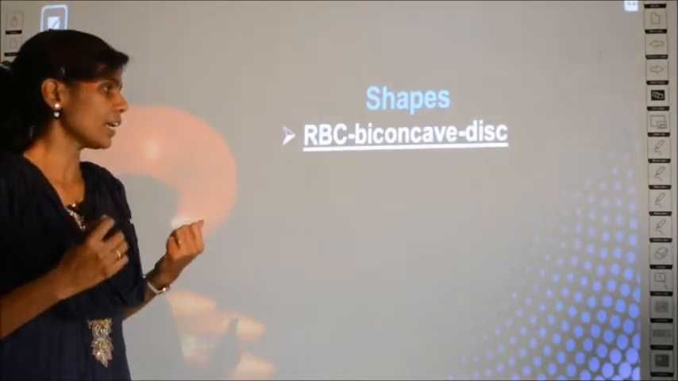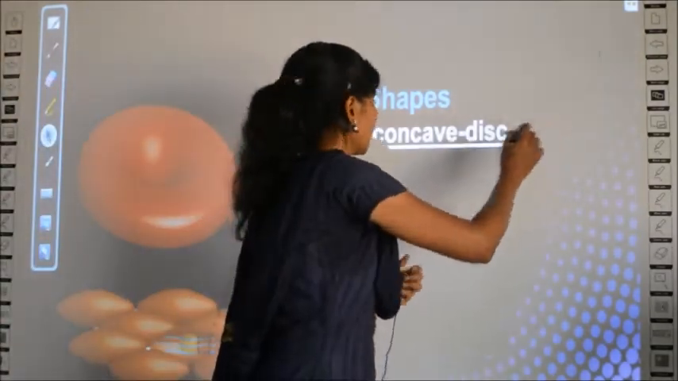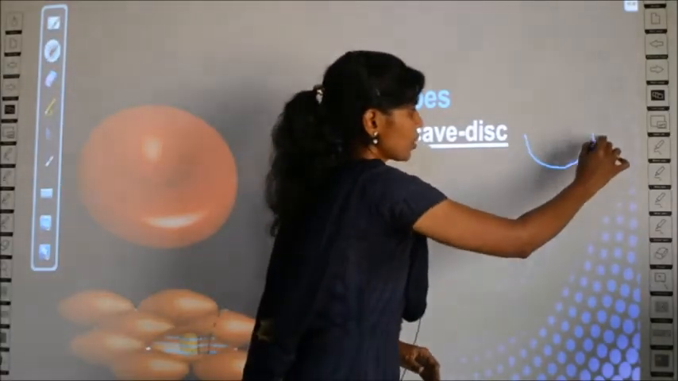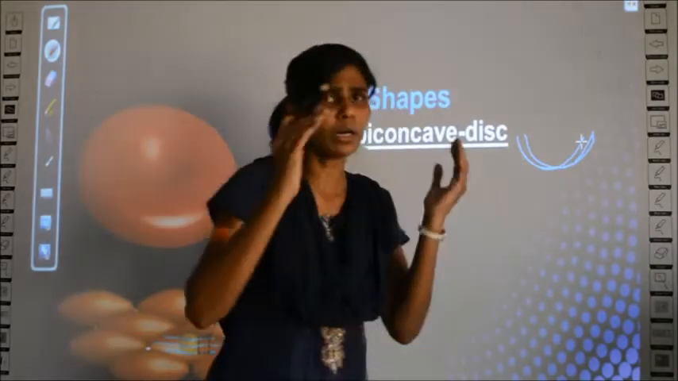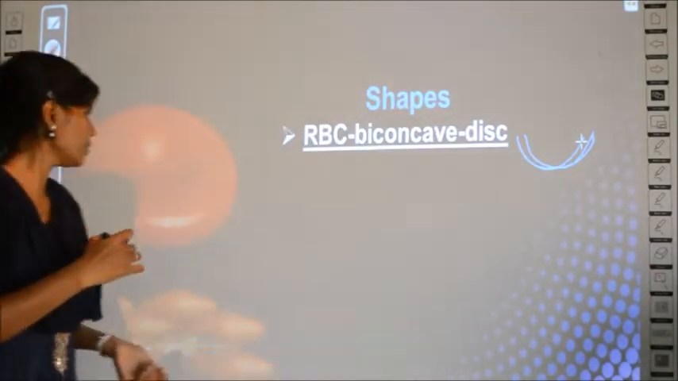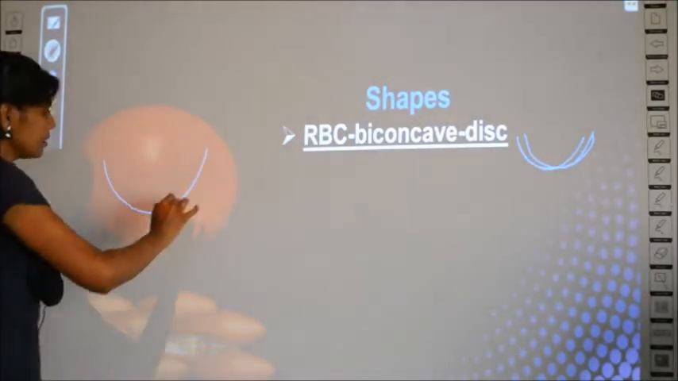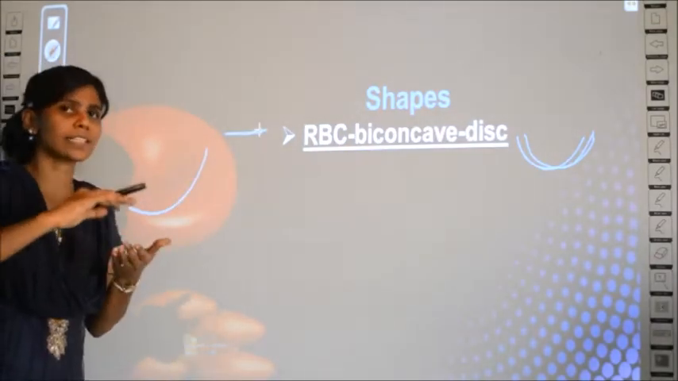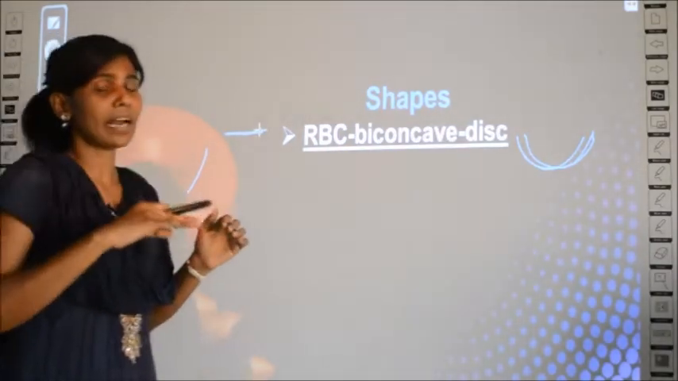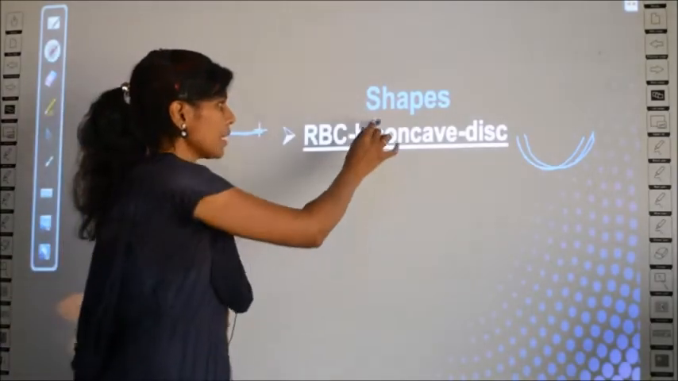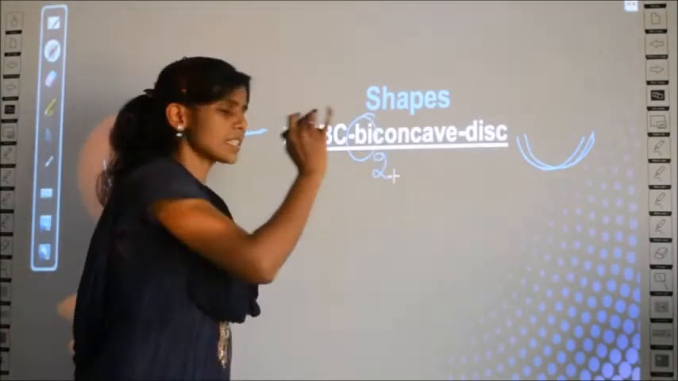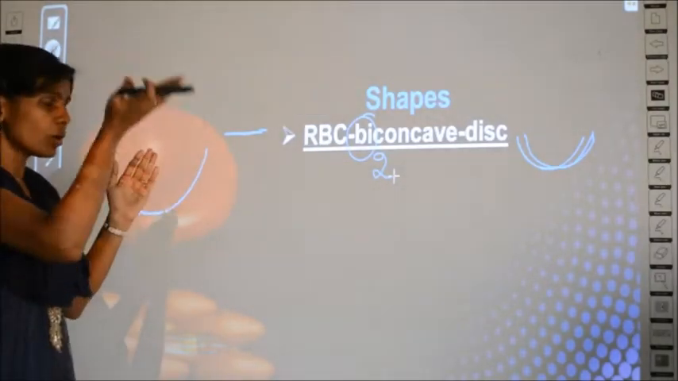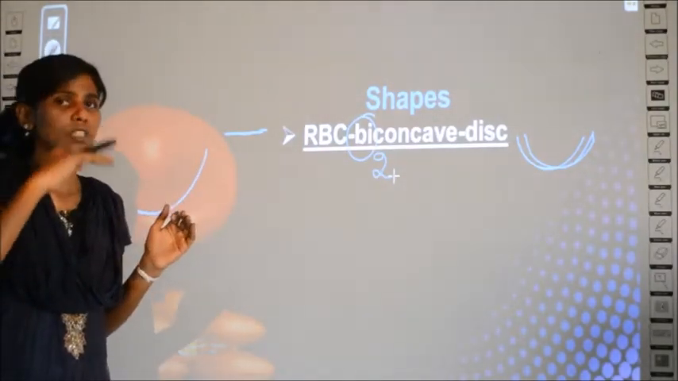What is concave? Concave means this shape. This shape is called concave shape. It will appear like a bowl-like structure. Can you see? It is like this. It is not like a straight flat surface. It is concave and it is called biconcave. What is bi? Bi means two. Both the sides are concave. If I flip this side, again at the back also there will be a hollow space.